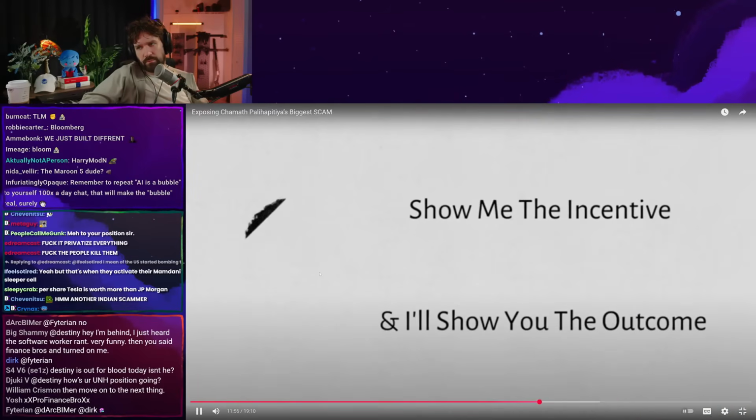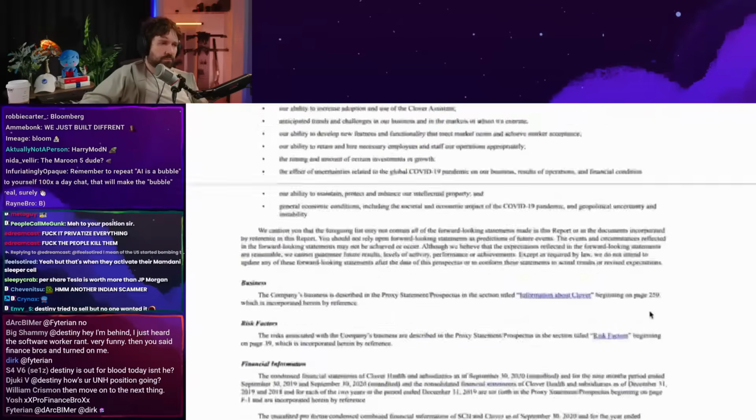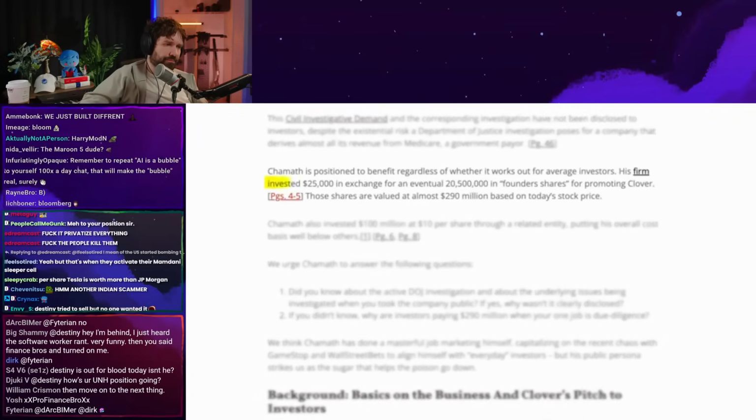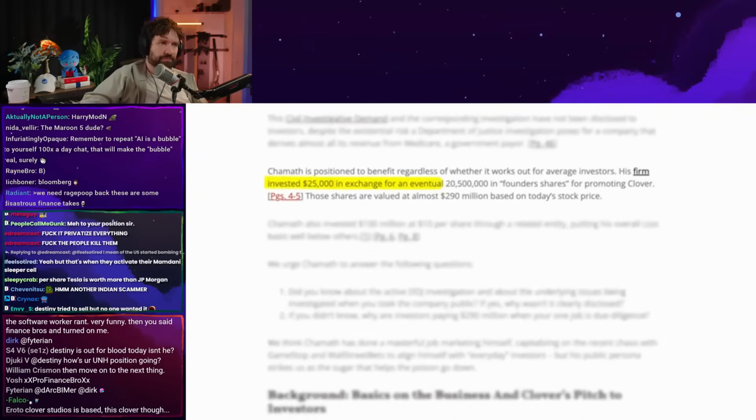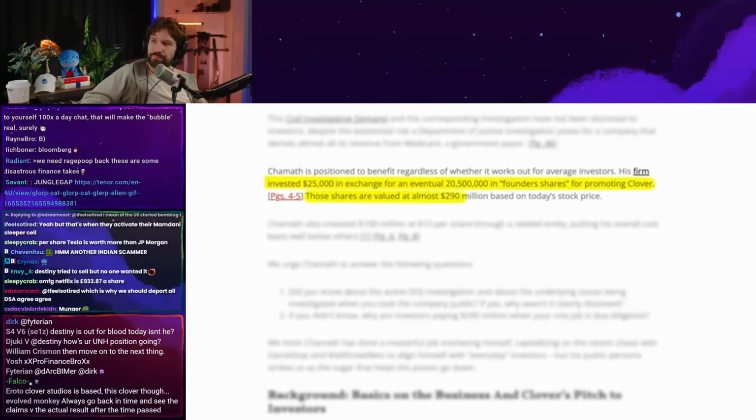It turns out that there was a very strong incentive for Chamath to take Clover Health public as one of his SPACs. In the prospectus, behind the pages and pages of writing, you can see that his firm, Social Capital, invested $25,000 in exchange for 20.5 million founders' shares for promoting Clover. Those shares at the time were valued at almost $290 million.